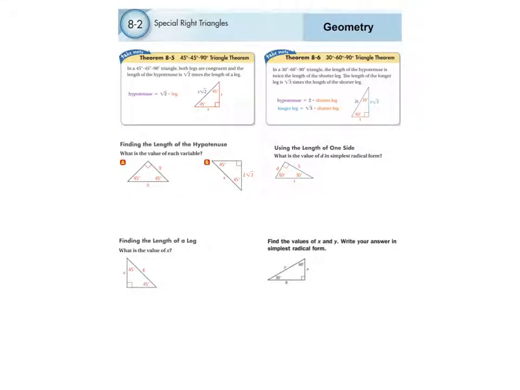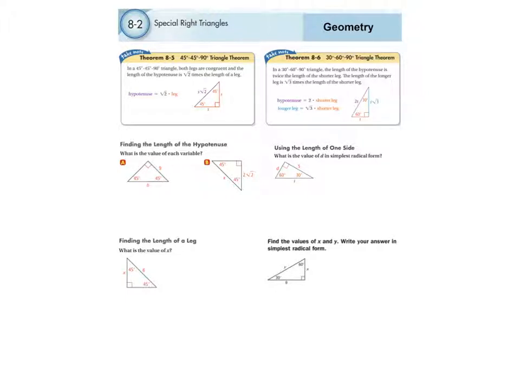So today we're going to talk about a second special right triangle, the 30, 60, 90. Now there's something even more special about this special right triangle than from yesterday. Yesterday, with the isosceles right triangle, you could still solve this problem using the Pythagorean theorem, regardless what side of the triangle you were given.